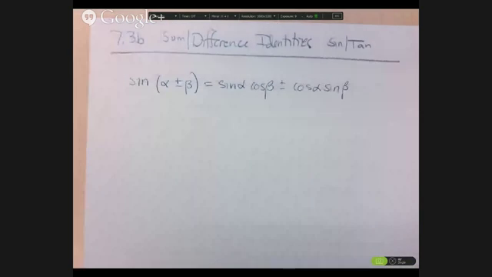So notice it's very similar to cosine. You just change some of the terms around.